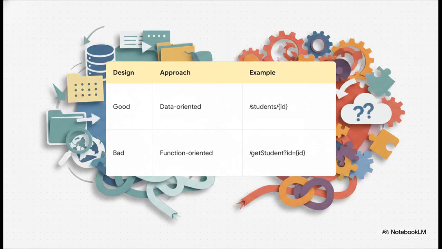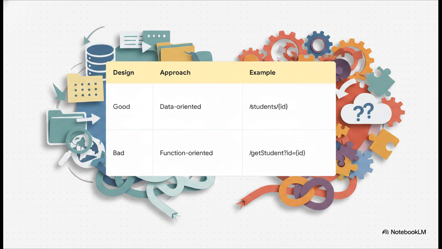The real secret to good design is taking a data-oriented approach rather than a function-oriented one. Good design uses simple nouns, like students, followed by a student ID. It directly points to the data. Bad design uses verbs and custom functions, like getStudent. Why?